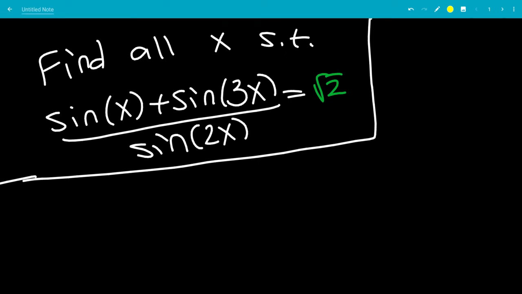In this video, we're going to find all x such that sine of x plus sine of 3x all over sine of 2x equals the square root of 2.